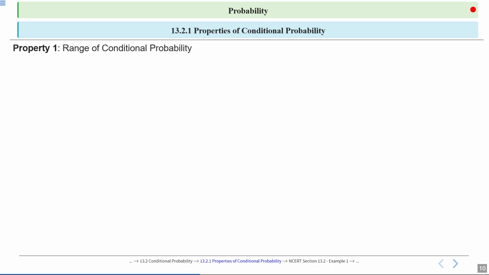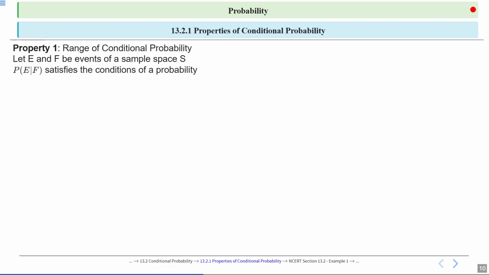Next is NCERT section 13.2.1, properties of conditional probability. So we are going to discuss an important property of conditional probability, specifically its range. So property 1 is basically range of conditional probability. Let E and F be events of sample space S. So probability of E upon F satisfies the conditions of a probability. Okay. Therefore, probability of S upon F is basically equal to 1, and probability of E upon F is greater than or equal to 0.